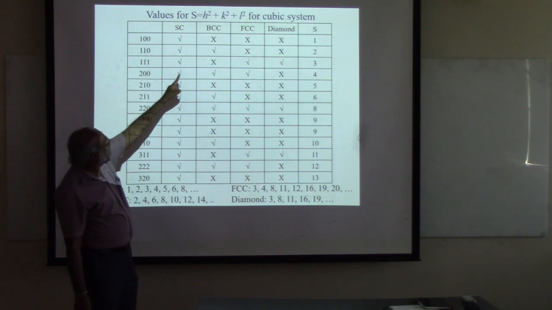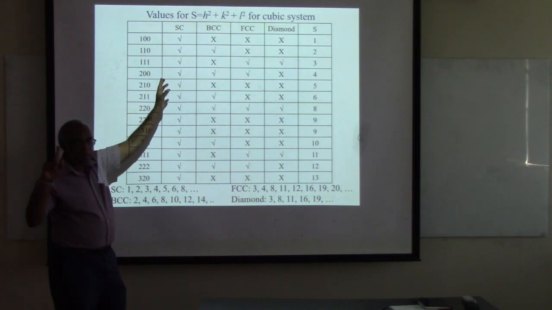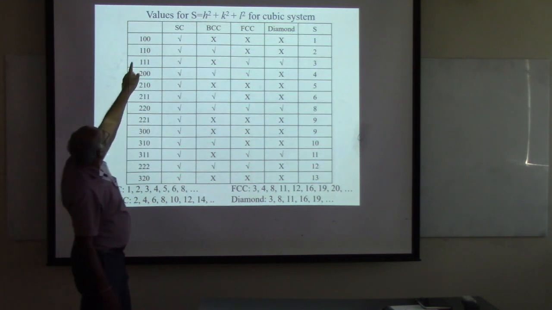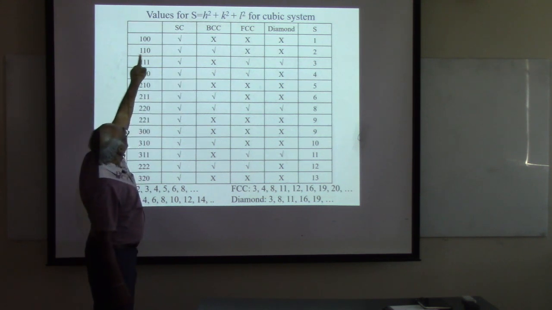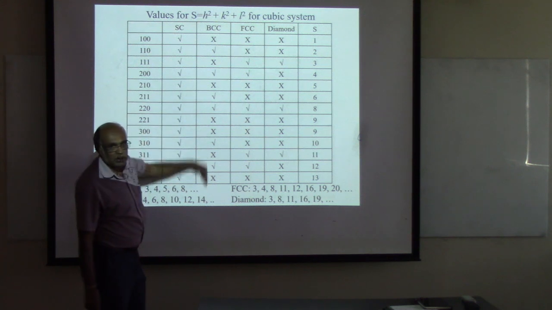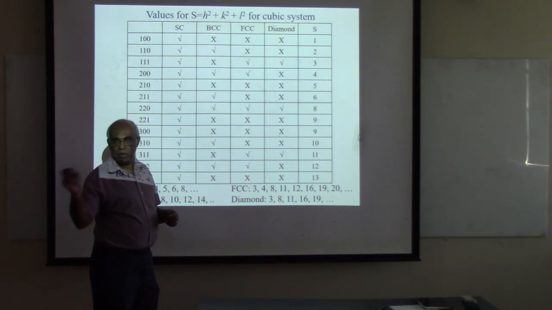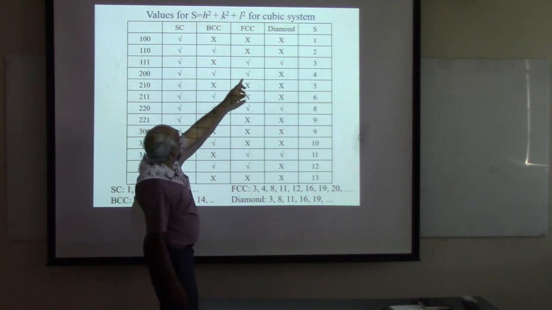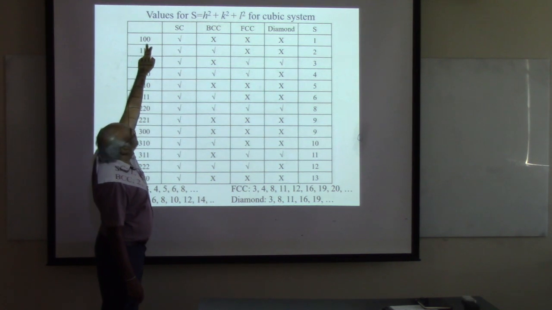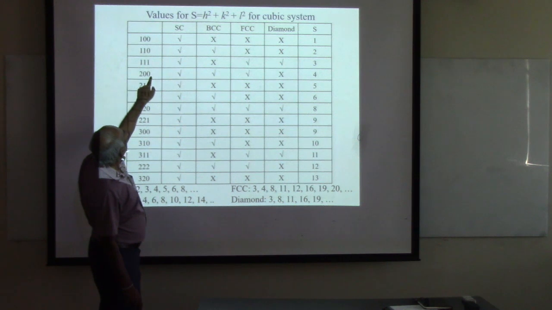But if you go to BCC, remember what the requirement for BCC is? h plus k plus l, the sum, should always be even. So this sum of 1 is not allowed, but 1 plus 1 is 2, that's fine. Here 3 is not allowed. But for FCC, you should have all even or all odd, right? So you can see here 1 is odd, 0 is even, so that's not allowed, but all odds and all evens are fine.